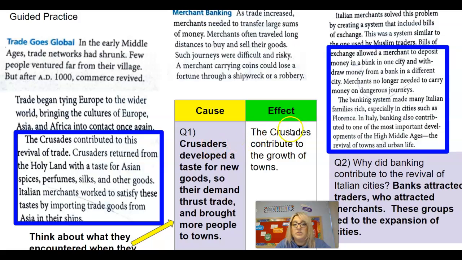Number one, the Crusades contribute to the growth of towns. How does that happen? What is the cause of that? The Crusaders traveled to the east, and they come across these new items, these new goods, and they start to go home and they start to miss it. They want it. So that starts this thrust of trade, this push to get all of these things. And so that brings more people to towns because they want those items too.